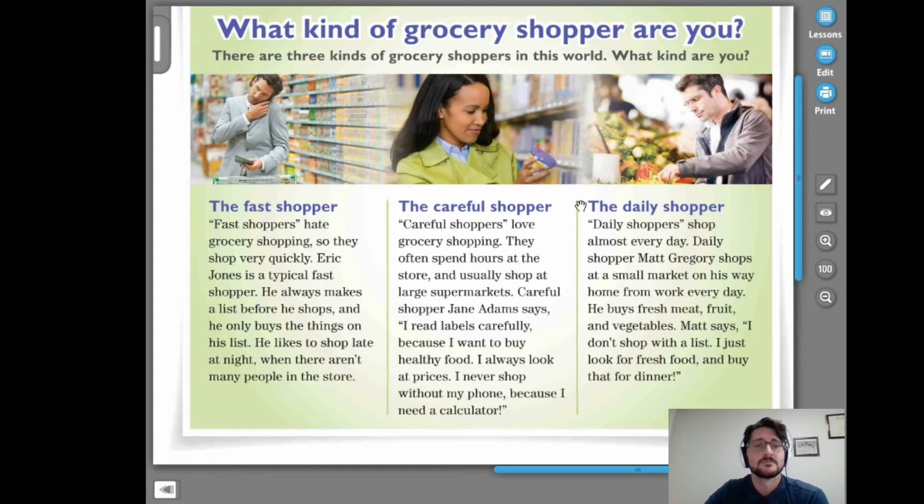The daily shopper. Daily shoppers shop almost every day. Daily shopper Matt Gregory shops at a small market on his way home from work every day. He buys fresh meat, fruit, and vegetables. Matt says, "I don't shop with a list. I just look for fresh food and buy that for dinner."